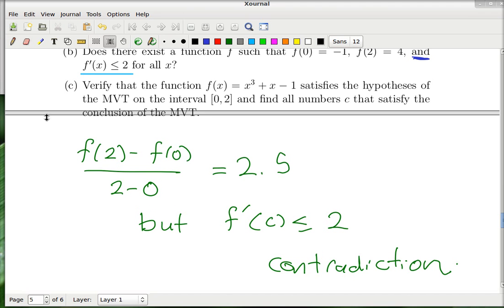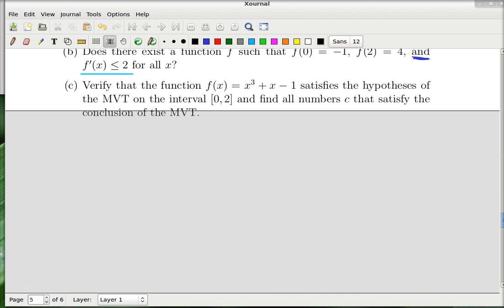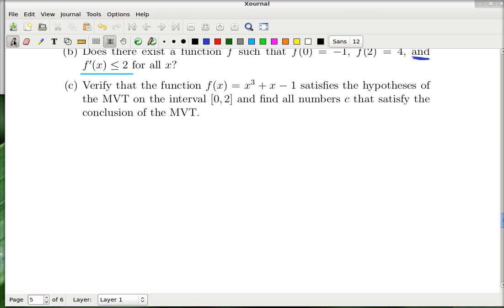I need to move this down. Oh my god. And now C is a completely different question. God, I hate these multi-part questions. It says, verify that the function satisfies the hypotheses of the mean value theorem on the interval 0, 2. So let's just do that first, okay?